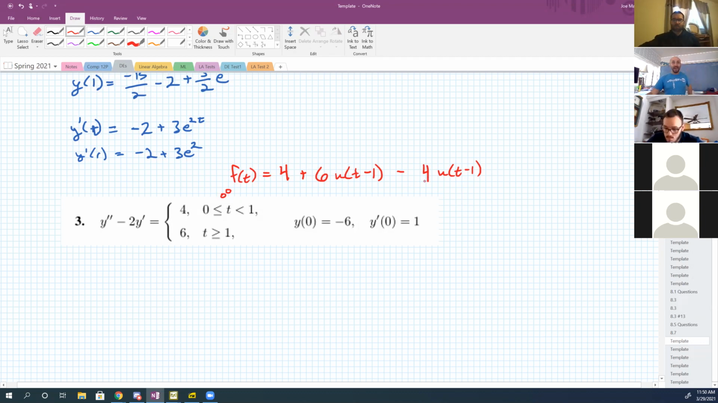Now, I didn't actually have to do that. I'm sure you guys recognize that really the net here, these two collapse together into +2. That makes sense, right? The difference between 4 and 6 is 2. At time t equals 1, I turn that extra 2 on and bam, there we go. Everybody good with this? Okay, so now we can Laplace transform.